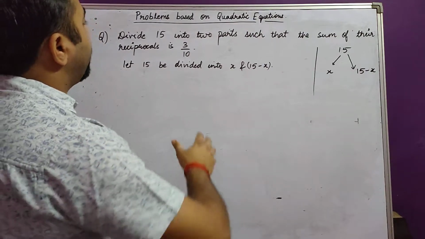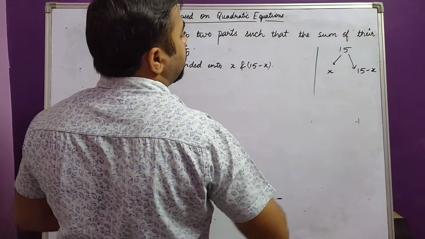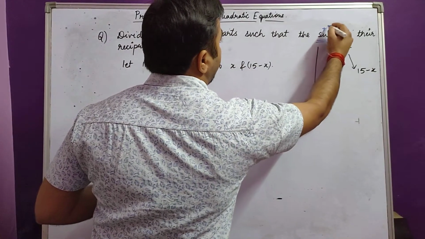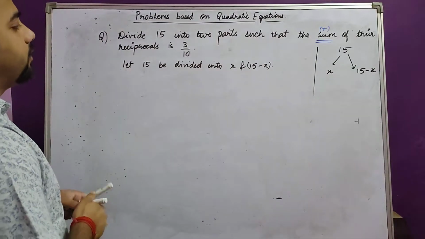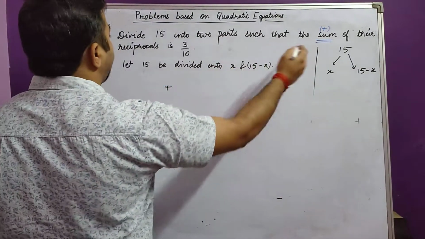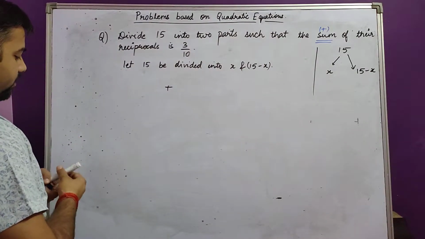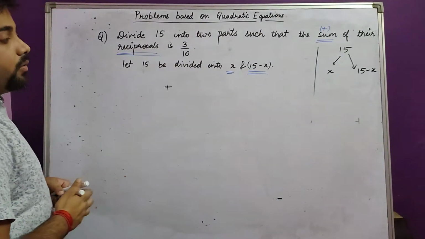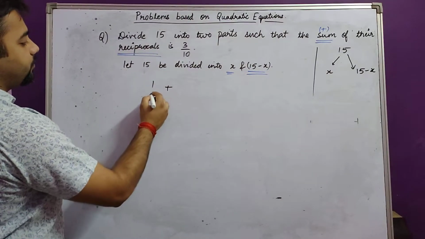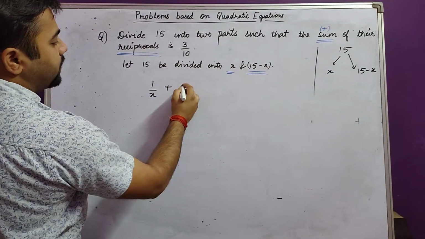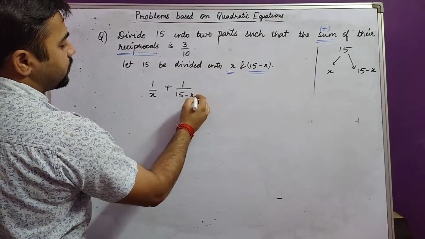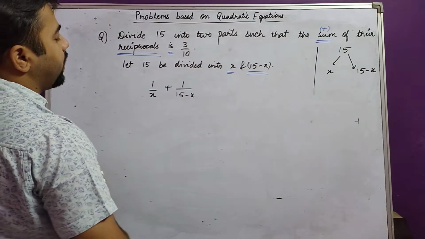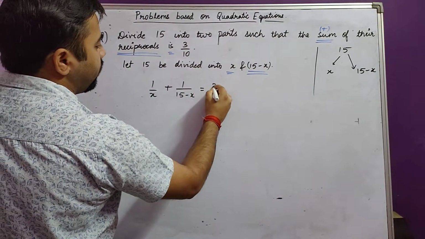Now, moving on further, we have done the question till here. Now, sum, what is the sign for sum? Sum means the addition sign. Now, we have to add the sum of their reciprocals, that is, reciprocal of this and this quantity. What is the reciprocal of x? It's 1 by x. And the reciprocal of 15 minus x is 1 by 15 minus x. This is again the equal to sign, 3 by 10.